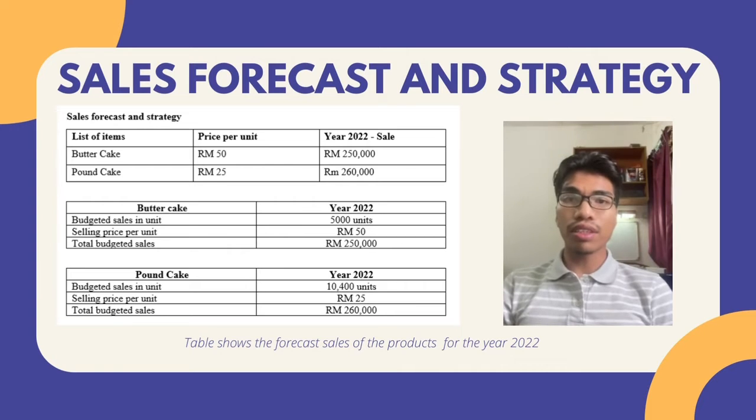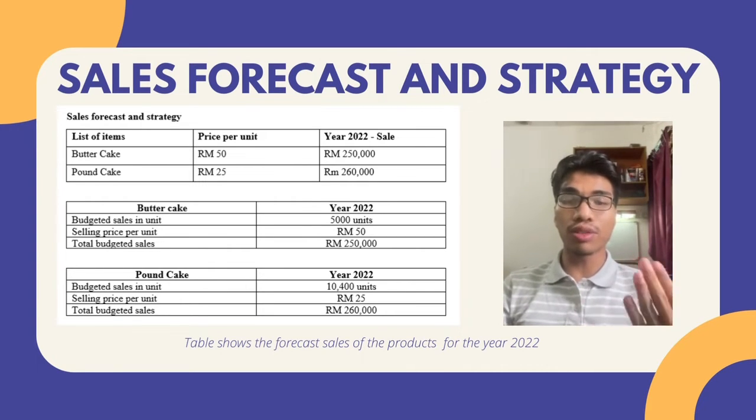Next, let's move into the sales forecast and strategy. The table shows the forecast sales of our products for the year 2022. The first product, which is butter cake, will be sold at RM50 and it is expected that 5,000 units will be sold, and the amount will total RM250,000 for the year 2022.